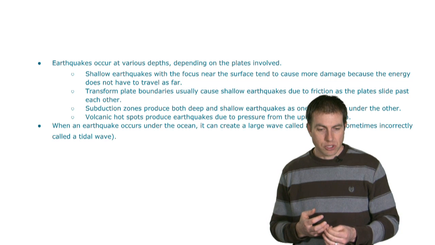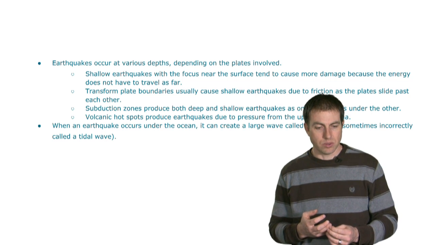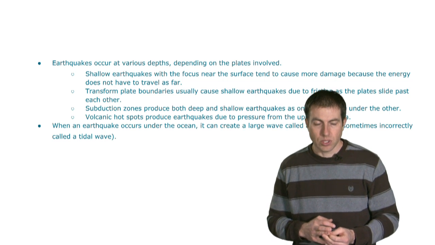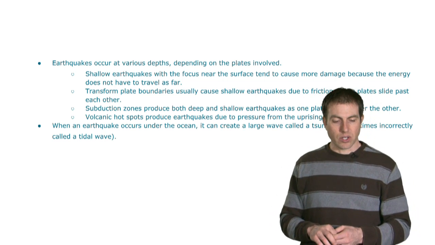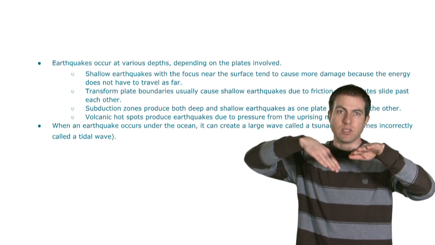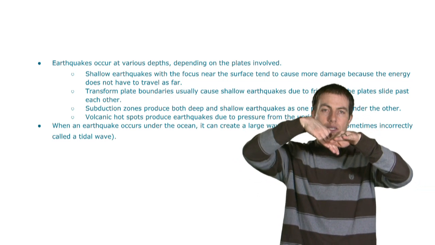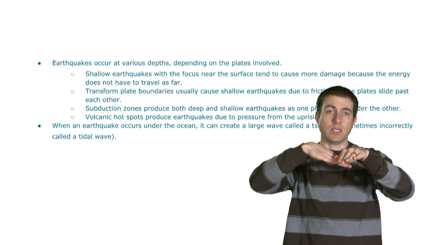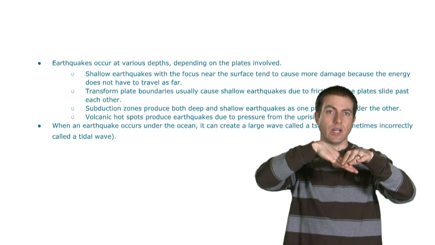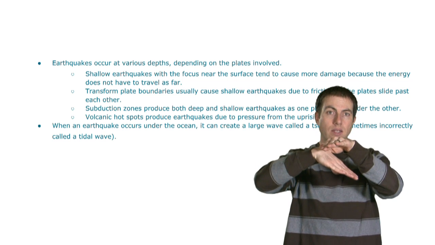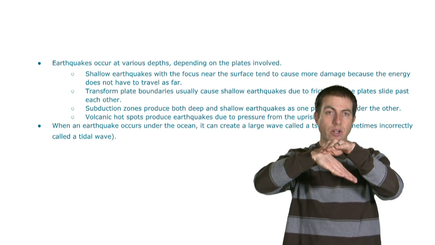Transform plate boundaries cause shallow earthquakes. Subduction zones produce deep and shallow. And we looked at tsunamis not long ago. That was a result of an earthquake off the coast of Japan. So remember, Japan, we have a subduction zone. We have two oceanic plates. What happened to Japan was the oceanic plate that was getting subducted started to go under and it got stuck. And eventually, the place where Japan was, it slid and it literally moved on Earth.